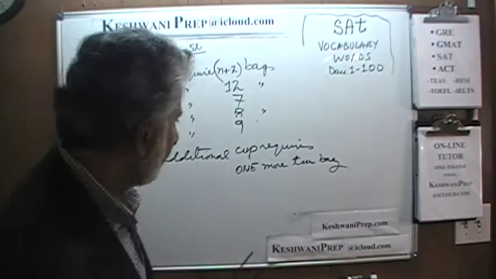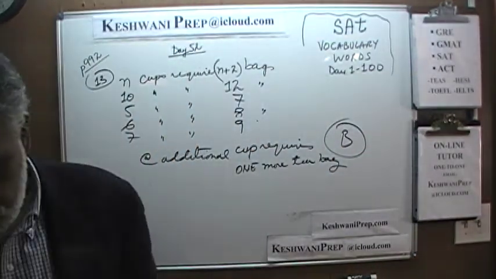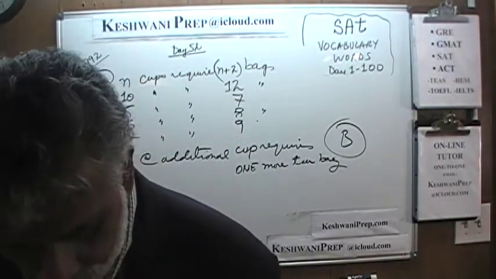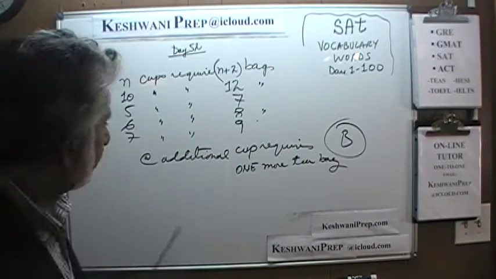So if you're going to make 10 cups, it will require 12 tea bags. If you're going to make 11 cups, it will require 13 tea bags. That's all. Each additional cup, from that point on, will require one tea bag, and therefore the answer is B. The question was, how many more tea bags do I need if I wanted to make one more cup of tea? The answer is each additional cup requires one more tea bag. Number 14.